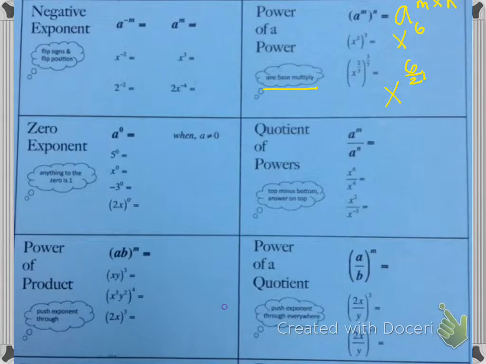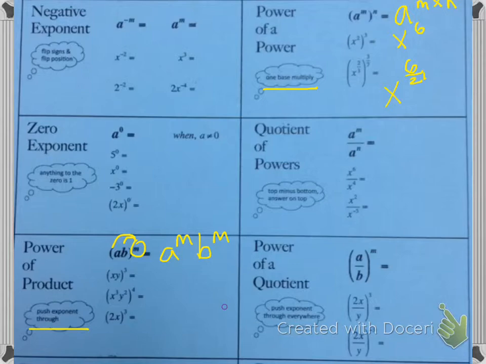Okay, next we're going to go to power of a product. So you're going to push the exponent through. I like to think of this as distribution. Whenever you see parentheses, you think of distributing. So it has that same concept. You have an exponent on the outside, and you're going to distribute that exponent to every base inside. So this would be a to the m, b to the m. Every base gets an exponent of m. My m gets distributed to every base.